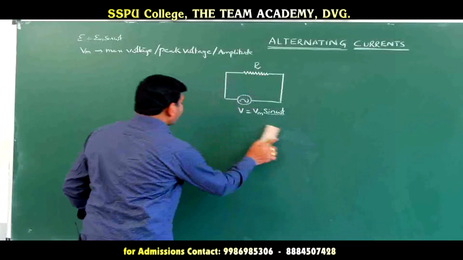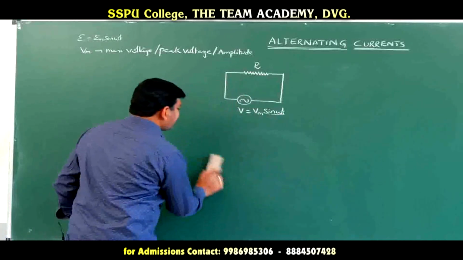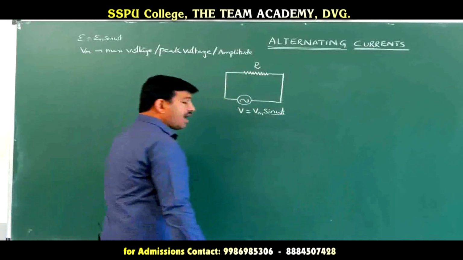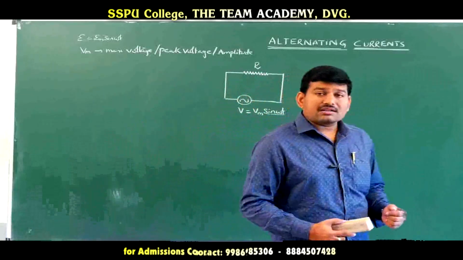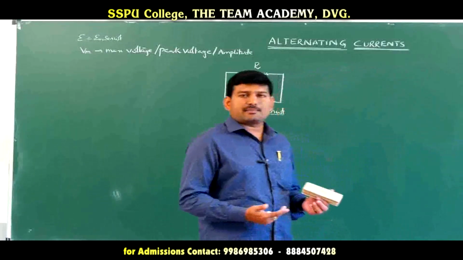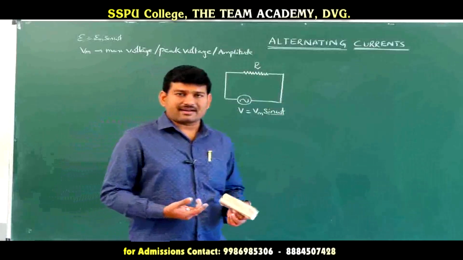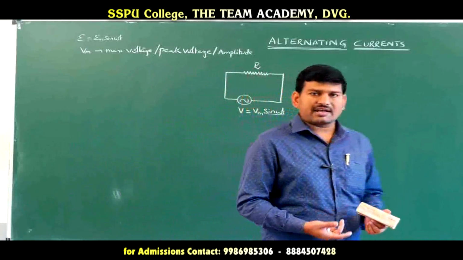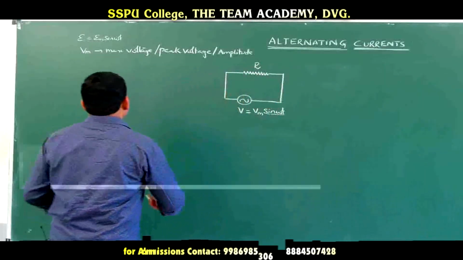Now, first we will be discussing the resistive circuit, pure resistive circuit. In this pure resistive circuit, we will study how the current and voltage are related with each other. Are they in phase? Are they not in phase? If they are in phase, how are they represented graphically and how are they represented using phasor diagrams? What a phasor and phasor diagrams are, I will tell you later. First we will be discussing the pure resistive circuit.